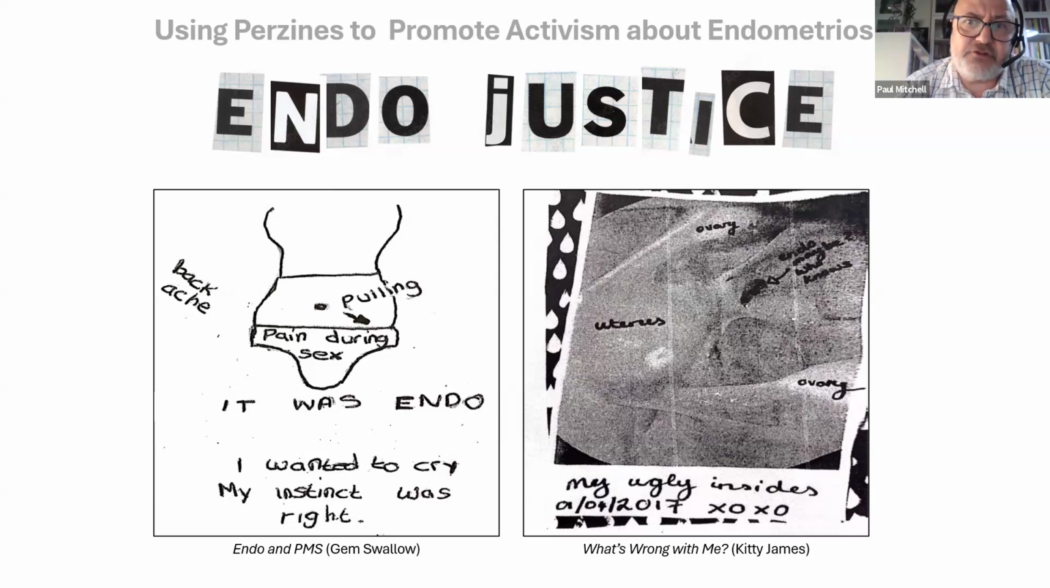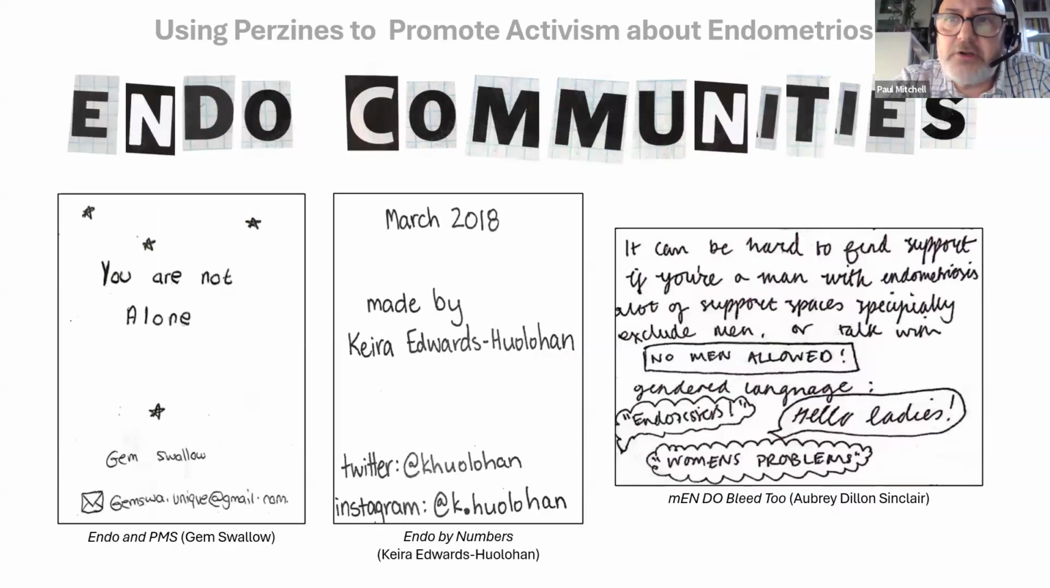So this is a visual declaration that encourages endo sufferers to trust themselves and what their body tells them, whilst also taking ownership of their disease. So in conclusion, when read collectively, perzines create an activist community that speaks out against suffering, both the physical pain of endometriosis and the emotional anguish caused by medical and social endoviolence.